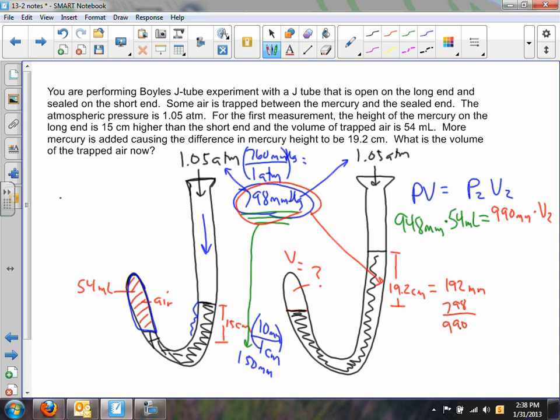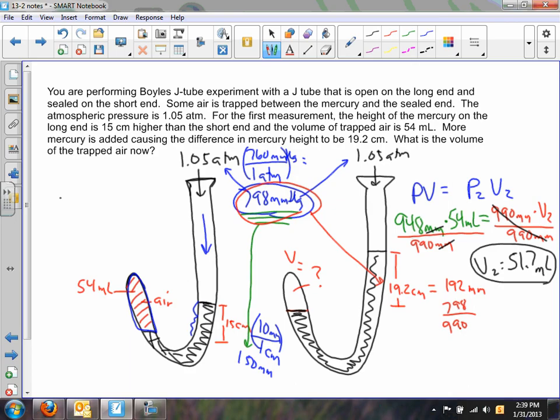Simply divide both sides by 990 millimeters of mercury. You can notice these cancel out. Millimeters of mercury cancel out. And when you take your 948 times 54 divided by 990, you end up with 51.7 milliliters for the new volume.